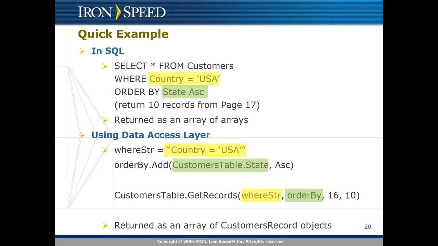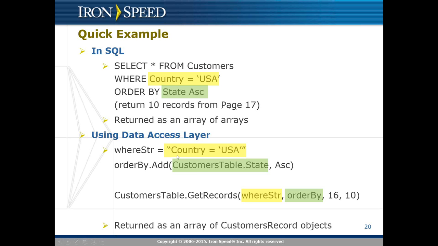If you're going to do this in SQL, if you jump into SQL Server, you could type this construct, saying go out and get all fields from the customers table where the country equals USA. So country is obviously a string value of some kind. And I want to order it by state ascending, which is going to return 10 records from page 17. Well, you wouldn't care about that at that point, I don't think.